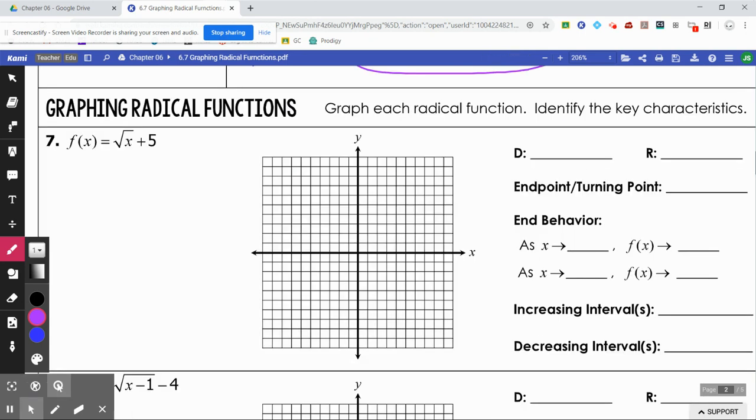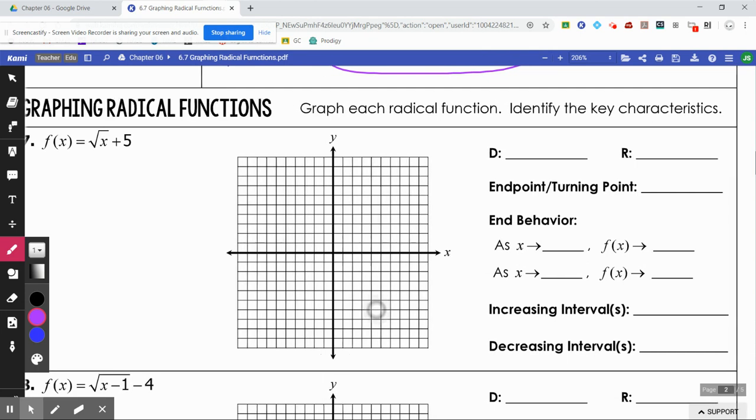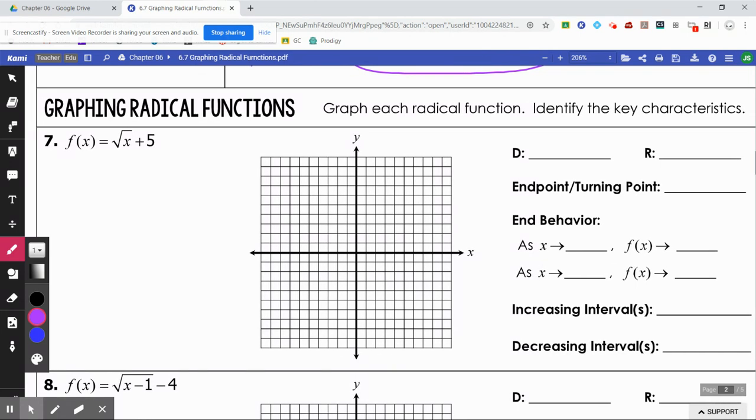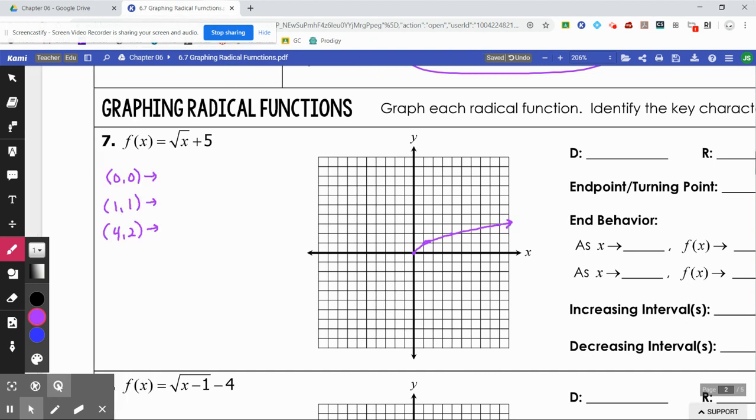Okay, starting on number 7, it says graph each radical function, identify the key characteristics. So just to get used to transformations, I'm going to graph my parent function, and then I'm going to take the points on this parent function and show you the shift that they're going to go through. So here's my parent function, the square root of x. However, this graph has been moved up 5 units. So I've written down 3 points that are on my original graph, and to move them up 5 units, I'm only going to be changing my y value. So I'm moving it up 5, so that'd be 4, 7. So there's my new points. Now let's plot those. And there's a picture of your new graph.